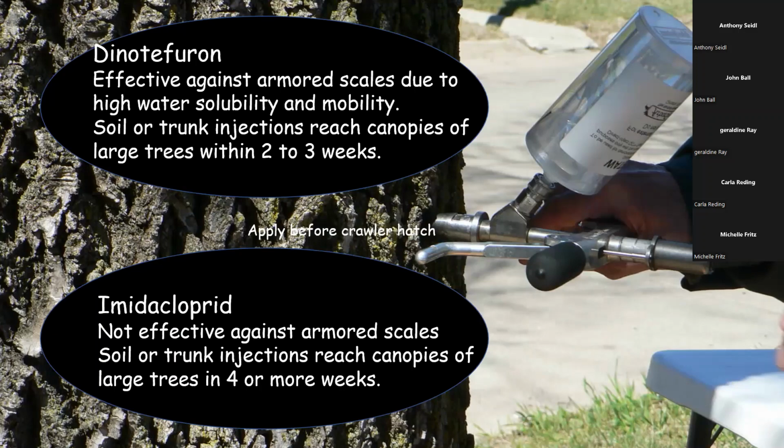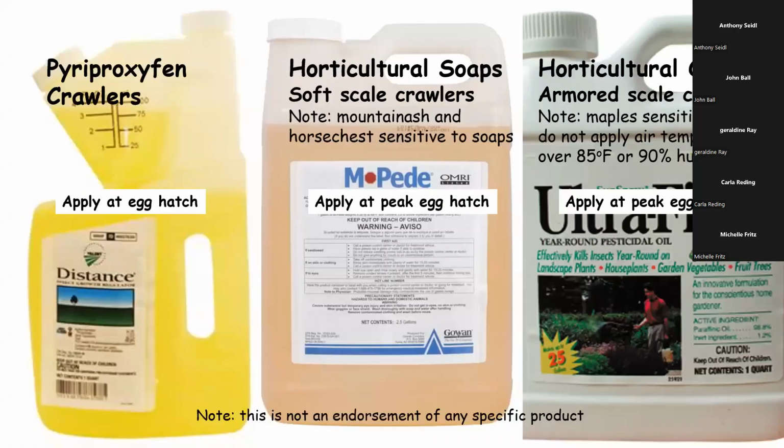If you're doing the imidacloprids and that, these are not effective against armored scales. Again, as I mentioned before, a lot of them are not. And if you're doing it for soft scales, in which they're highly effective, soil or trunk injections are going to take 4 weeks or more for large trees. So on these, you want to get them in at least about a month before egg hatch. So timing's very critical.